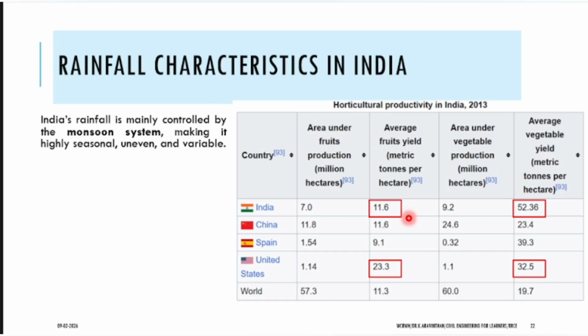What is the reason? Every country has its own monsoon. Throughout the year, the same exists in the US also. But even though they have a small amount of land, how are they making more profit? See, I will show you another statistic also regarding vegetables. This is regarding fruits. How many hectares of land do they have? Around 1.1. How much vegetable they concentrate is 32.5.